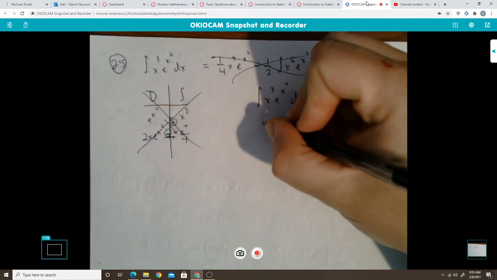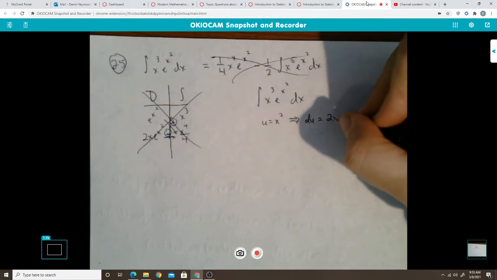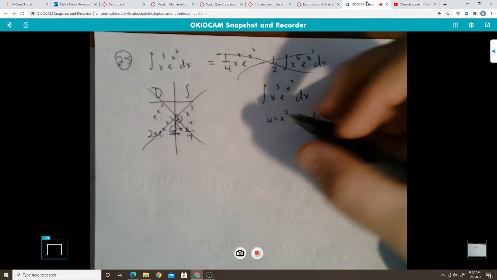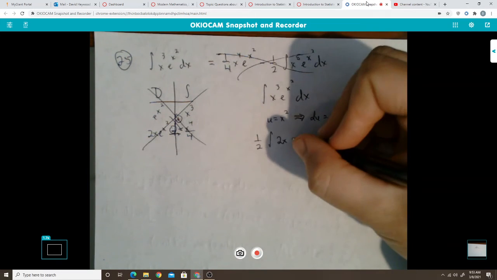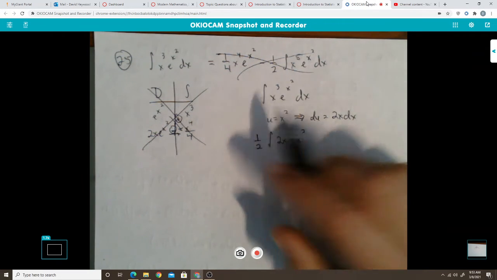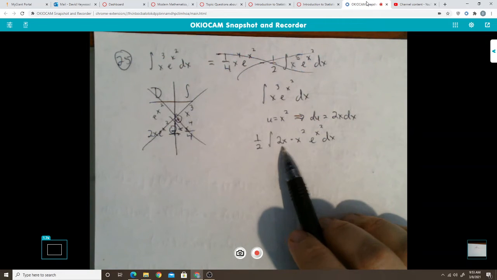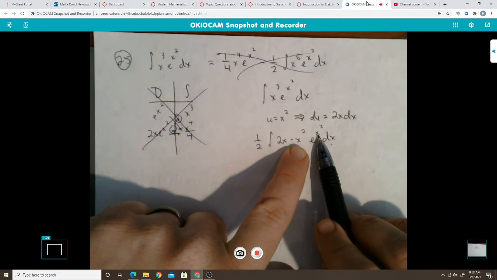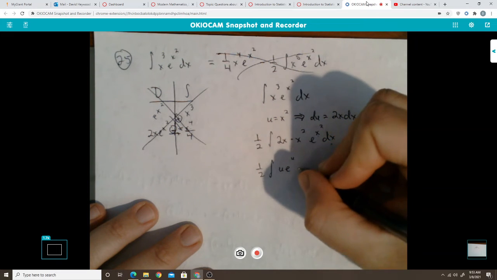If we let u be x squared, then du is going to be 2x dx. Okay, I can rewrite this integral as 1/2 times the integral of 2x times x squared. Right, the 2 cancels the 1/2. The x times the x squared gives you x cubed, and then e to the x squared dx. So now the 2x dx will become a du, and these x squareds will just become u. So this is going to be now 1/2 times the integral of u e to the u du.